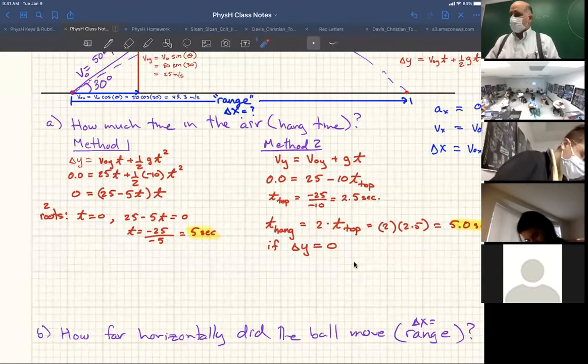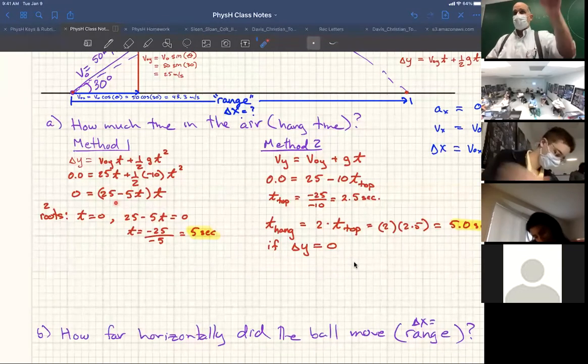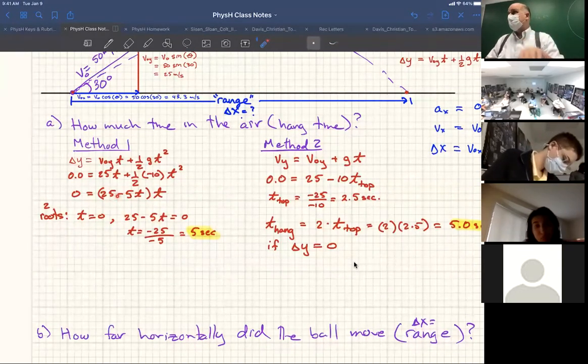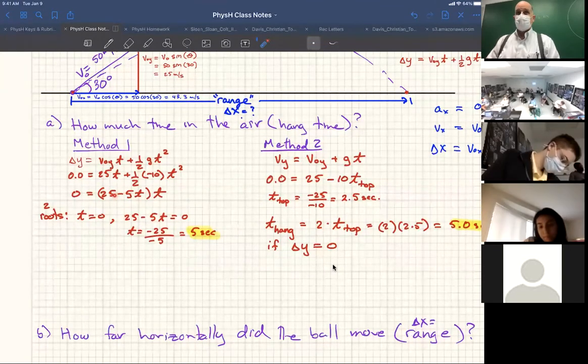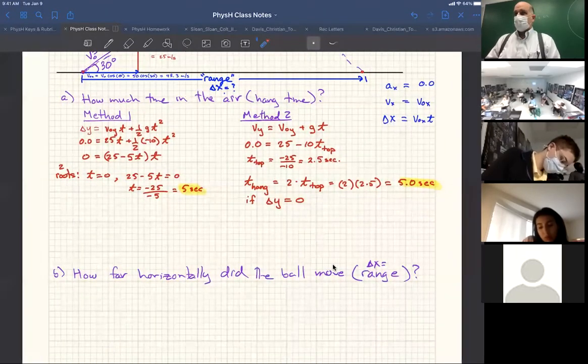You pretty much have to use the delta y method if the delta y is not 0, and then you get something that has 2 roots, like you have to solve the quadratic equation. I'll put the quadratic formula back on your calculators if you would like it. It might come up, it will come up this unit. Everybody okay with that?